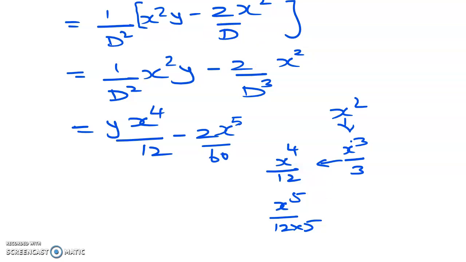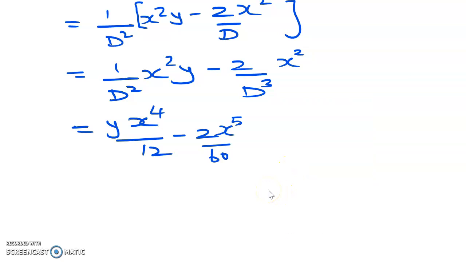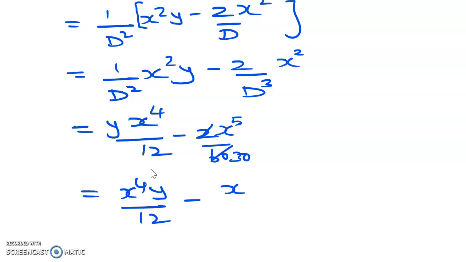All these explanations are not required, needless for my students. Keep on integrating, it is nothing but simultaneous integration. That's it, the problem is over. Let me cancel this 2 with this, so 2 divided by 60. So the answer is x power 4 into y divided by 12 minus x power 5 divided by 30. The problem ends here.